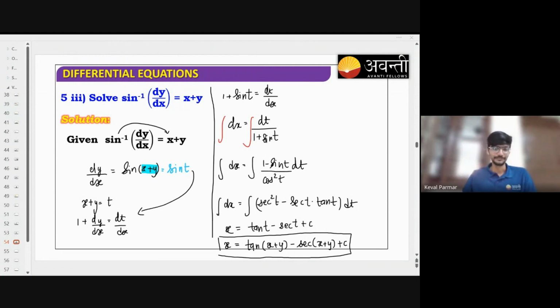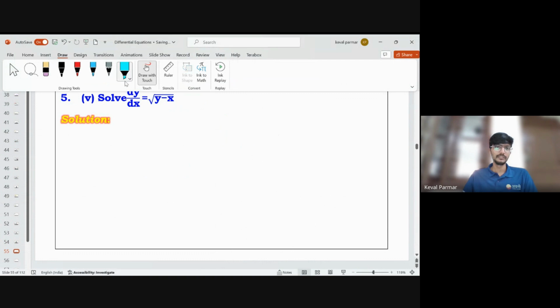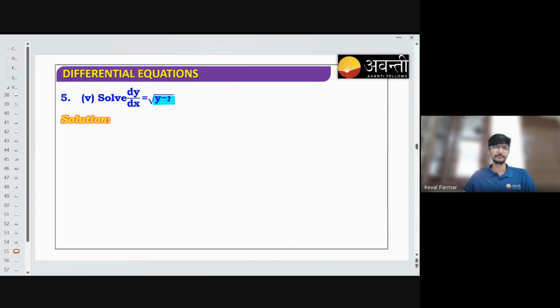Super. Let's move on to the next question. This question is also the same. You can see dy by dx is a function of a linear expression. So just put this linear expression as t.